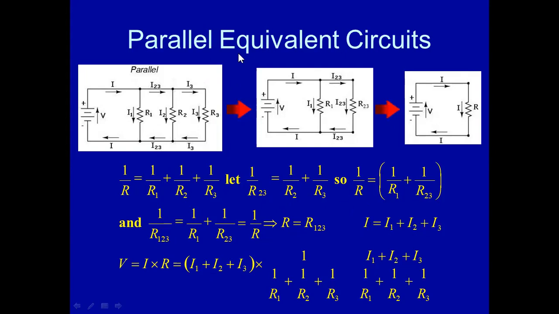Remember that for a parallel configuration, your current would be equal to the summation of the individual currents. Okay. If we're going to solve now for the total voltage, your total voltage is equal to the what? Total current multiplied with the total resistance. Okay. Which gives us this one, the following relationships.